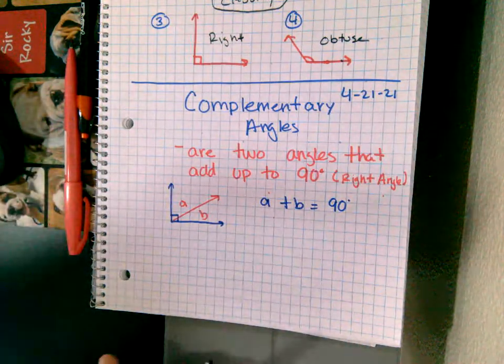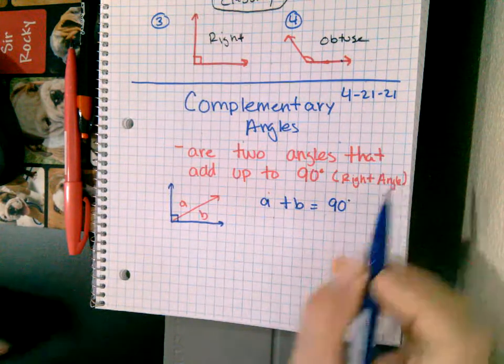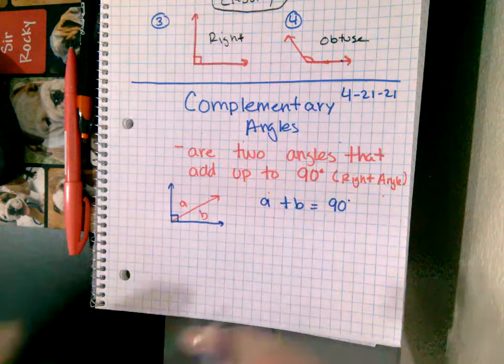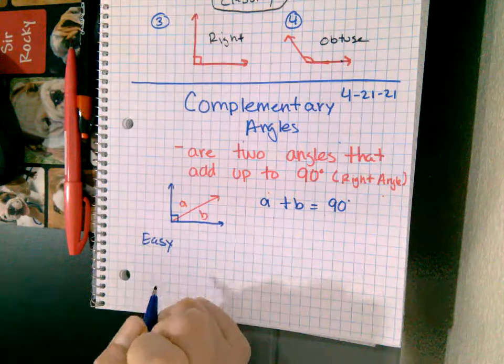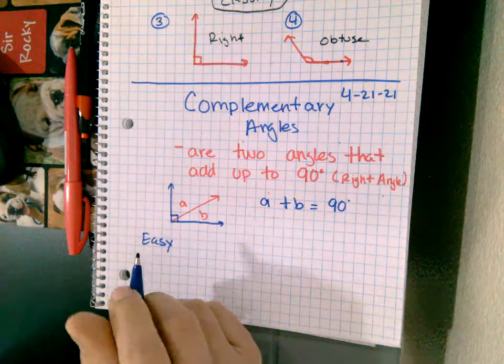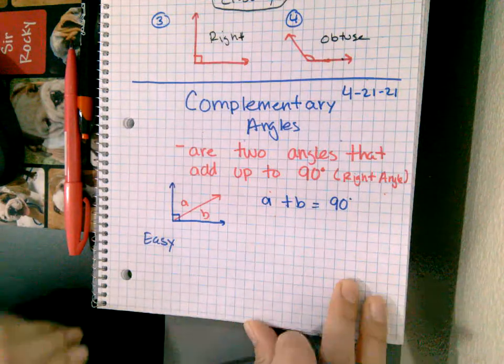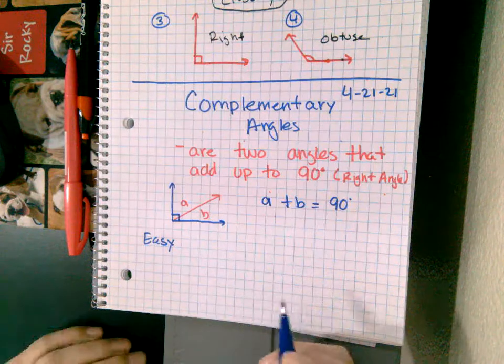When you have one angle that equals 90 degrees, that's just called a right angle. But when you have two, it's called complementary. Okay? Super easy. Let's do the easy ones. I promise you, these are super easy. If you haven't done a lot of math in the last couple months, this one's super easy. Pay attention because this one's like, wait, that's it?